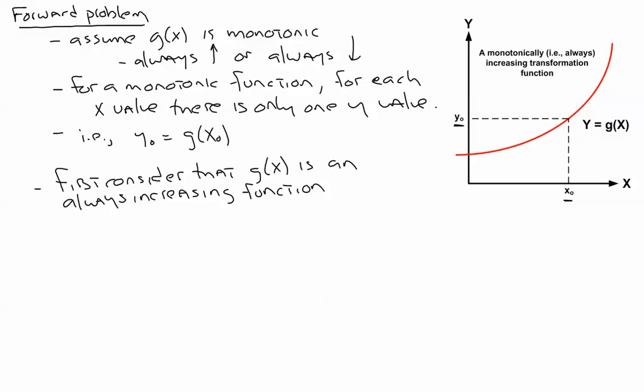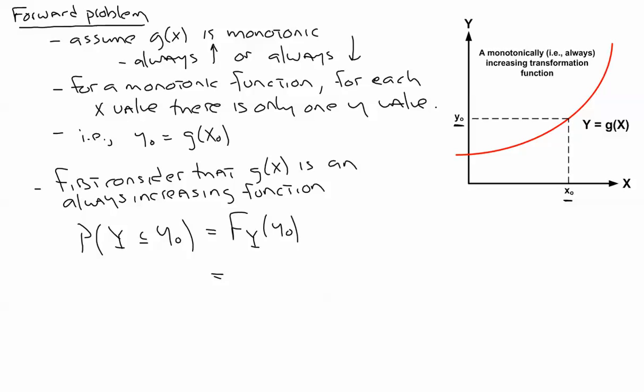And then let's notice a few things. The probability that y is less than or equal to some point y naught, that's clearly the cumulative distribution function evaluated at y naught.